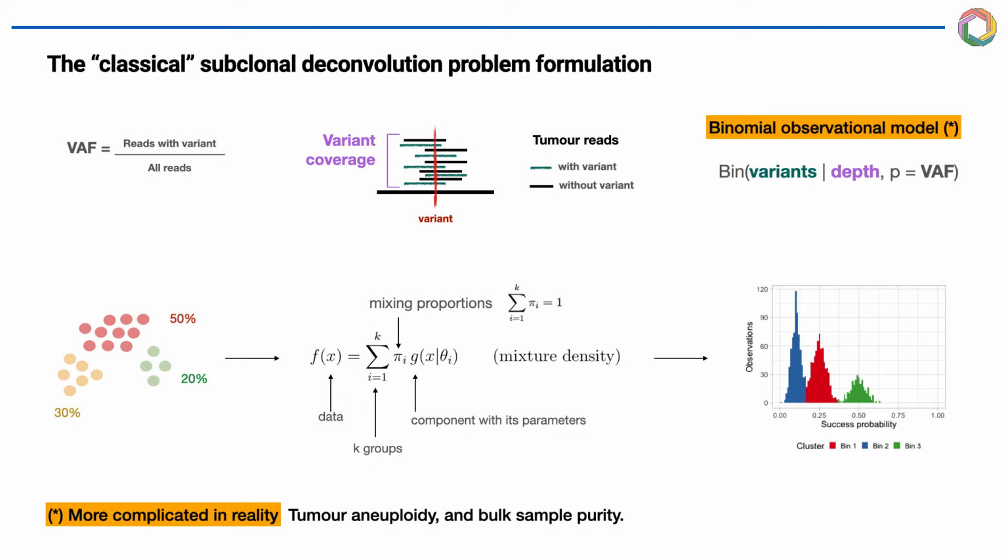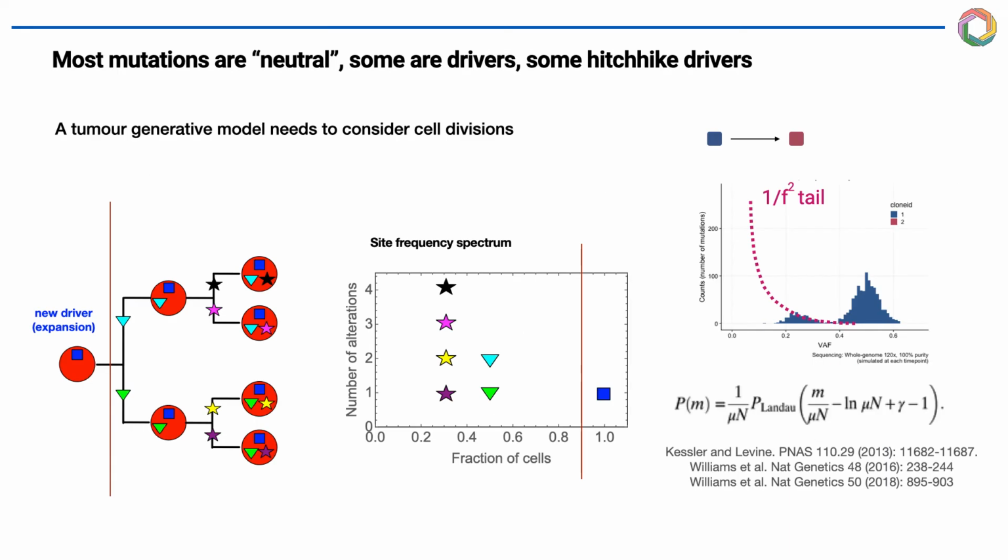The truth is that the model is a little more complicated because in general one needs to think about tumor aneuploidy, which is the relation between copy number states and variant allelic frequencies, and bulk sample purity, so the fact that in a bulk experiment we also sequence normal cells. But for the sake of understanding the point of this paper, this is completely irrelevant.